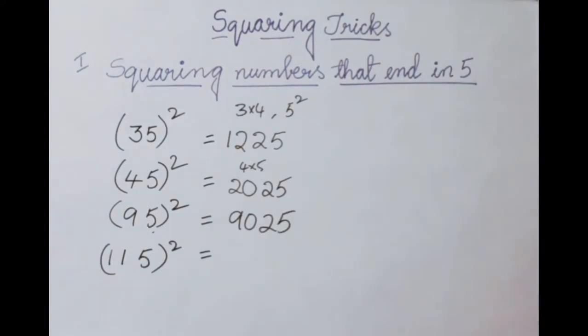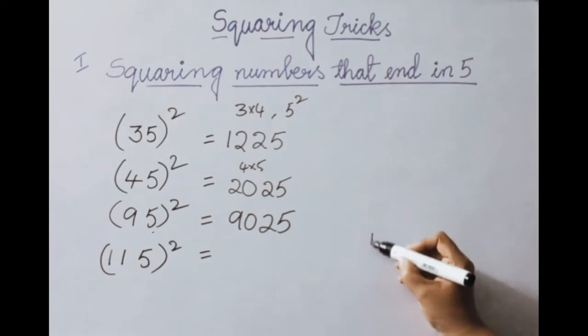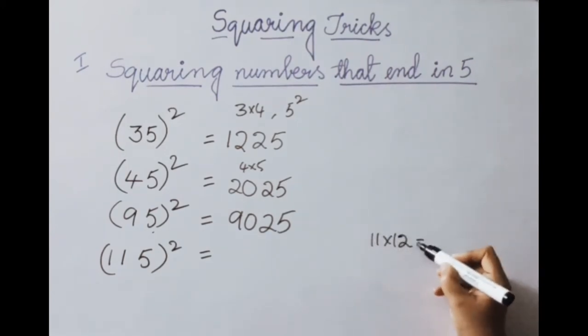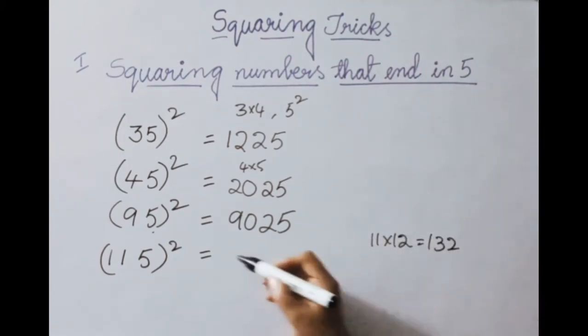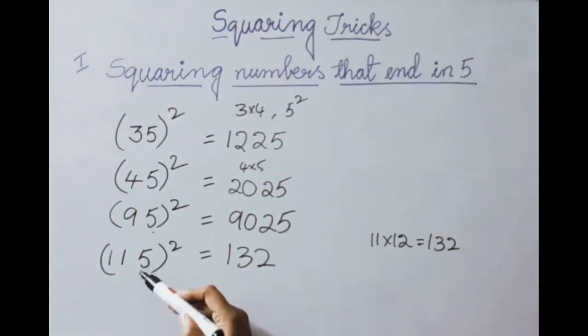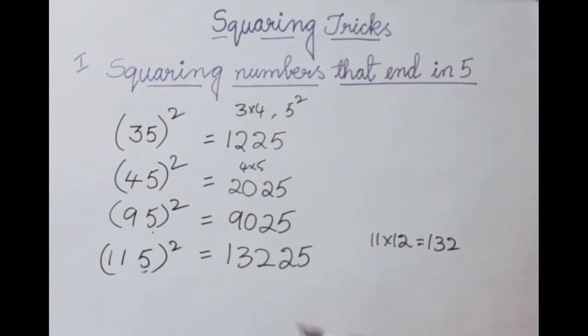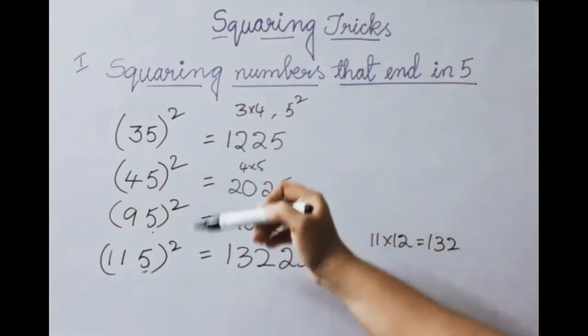See the next example, 115 whole square. So 11 and the next number is 12. So 11 12s is 132. So the first part answer is 132. Next, the second number square, 5 square means 25. So 115 whole square answer is 13,225. In this way we can find the square of any number that is ending with 5.